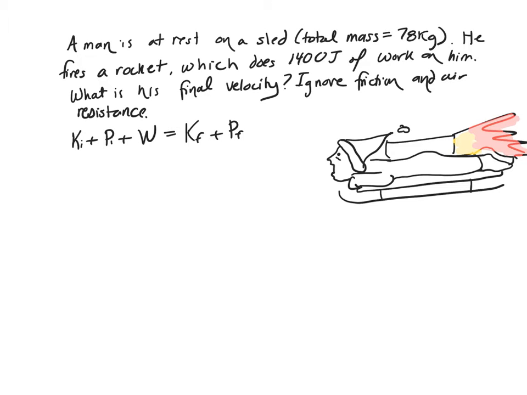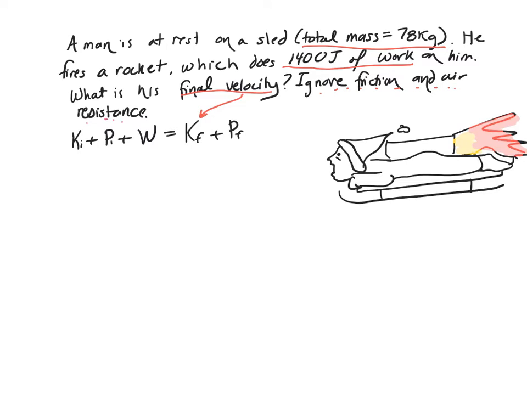Okay, this problem. A man is at rest on a sled, and they give us the mass. He fires a rocket which does 1,400 joules of work on him. What is his final velocity? Final velocity indicates we're probably going to find the final kinetic energy. Ignore friction and air resistance.